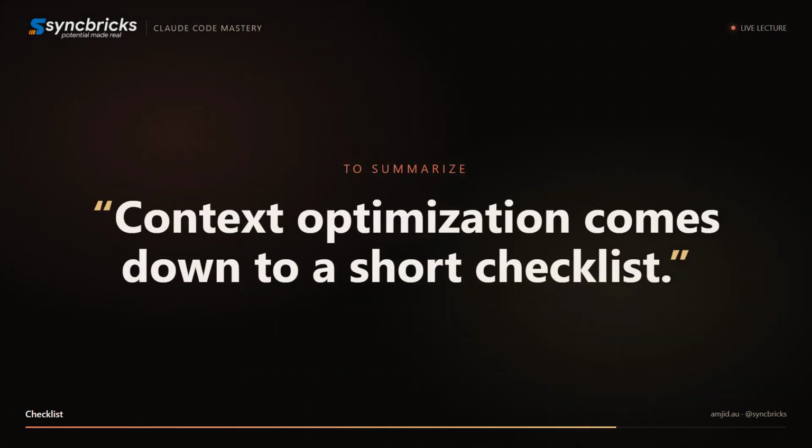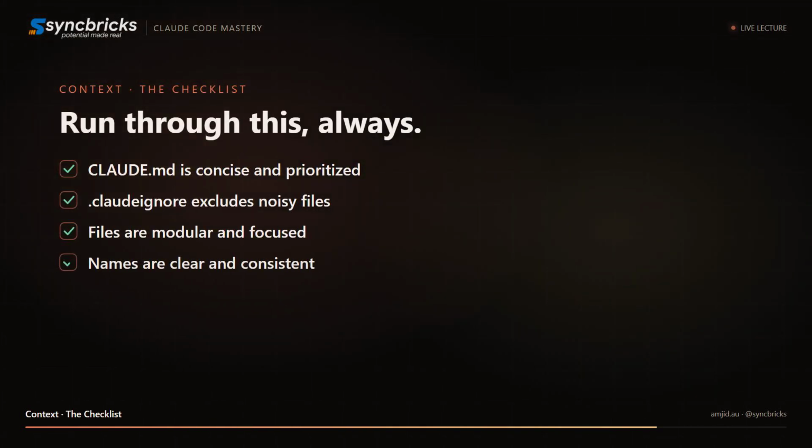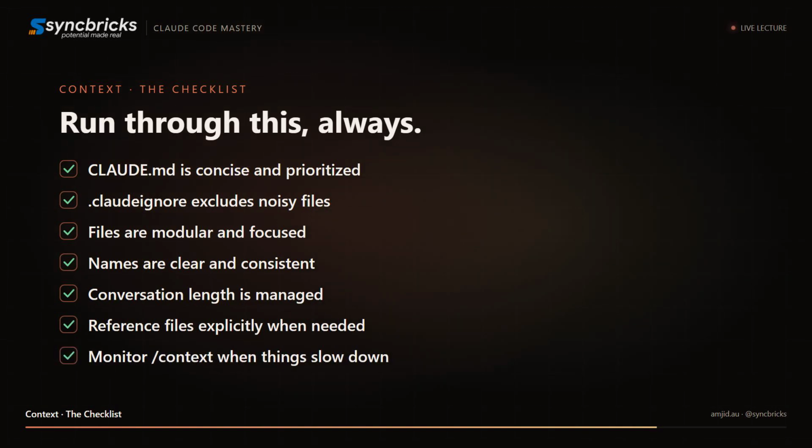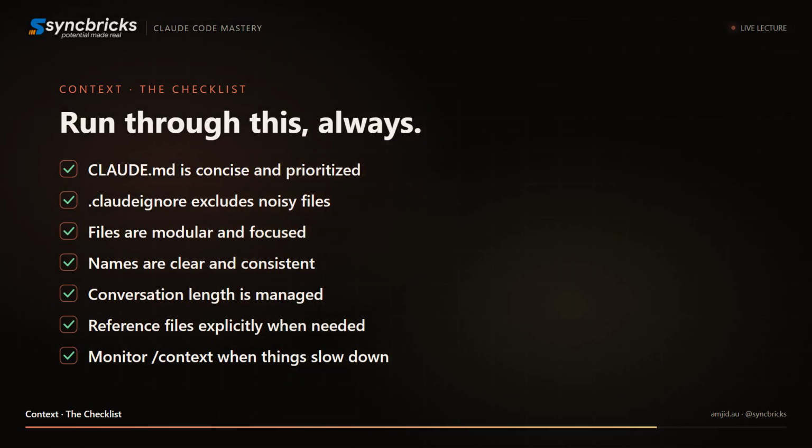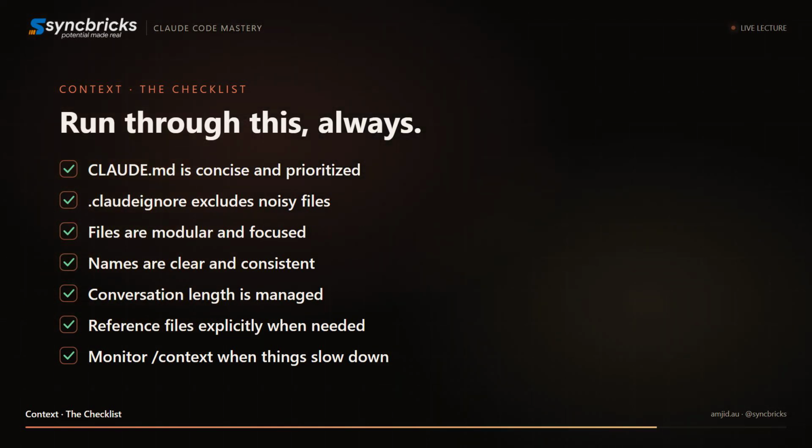Context optimization can be summarized through a checklist. Ensure your project configuration file is concise and prioritized. Exclude unnecessary files from being loaded. Keep files modular and focused. Use clear and consistent naming conventions. Manage conversation length effectively. Reference files explicitly when needed. Monitor context usage when performance declines.